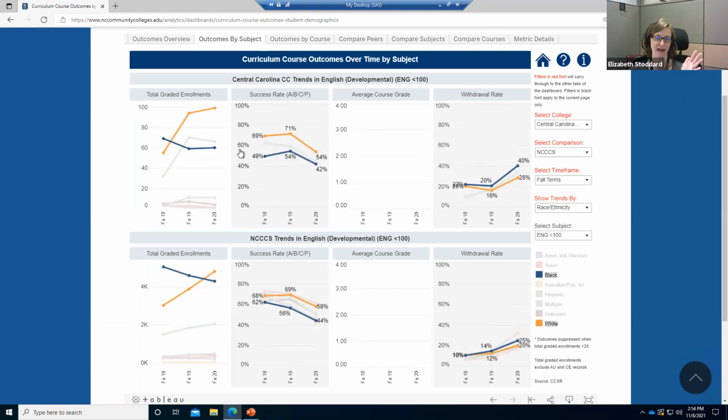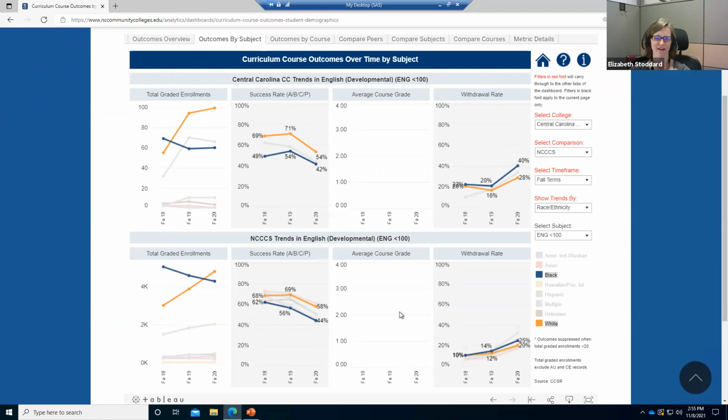So if I'm looking at the gap between the lowest success and the highest success, I can see that in fall 18, that gap was 20%, 49% to 69%. That's a gap of 20. In fall 20, that gap was 12%, so 42 to 54. So that gap is lessening over time. Whereas at the state level, the gap between those 2 particular groups is widening over time. So that's an interesting data point to know.